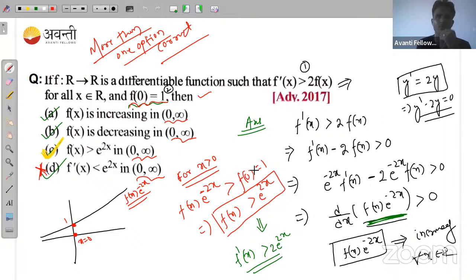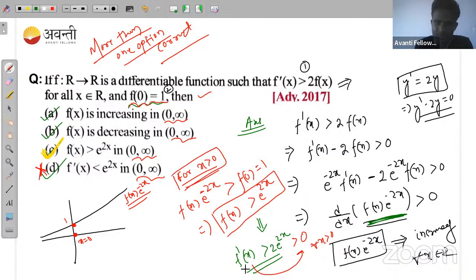Yes, fine. So now, what about the f of x? Is it increasing in 0 to infinity or is it decreasing? You see, f dash x is this. Is f dash x greater than 0? Because e to the power 2x is always positive, yes or no? And 2 multiplied by this is positive. So f dash x is greater than 0 for all x greater than 0. Yes or no? Here we are finding f for x greater than 0.